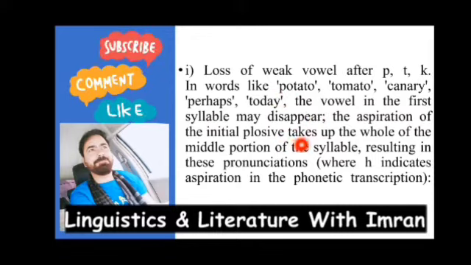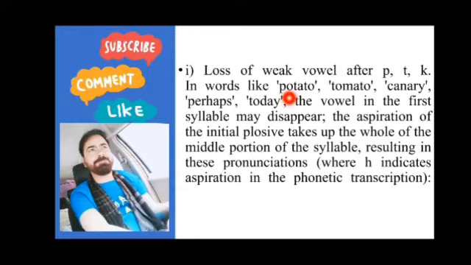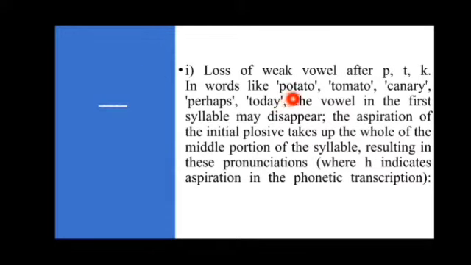So the plosive takes up the whole of the middle portion of the syllable, resulting in these pronunciations, where the raised h indicates aspiration in the phonetic transcription. If you look at the phonetic transcription, here the t and the p and the k, and here t and p, they will be aspirated, where a small puff of air will be there. So the weak vowel would disappear, right?